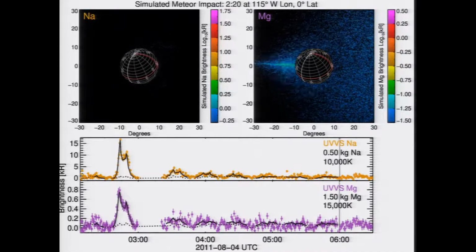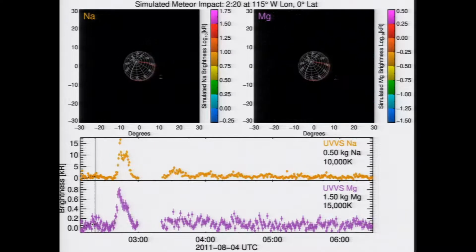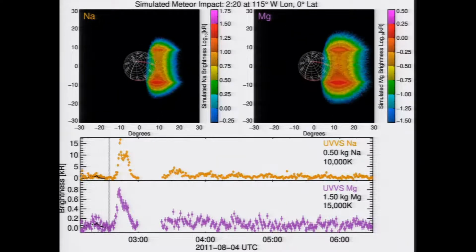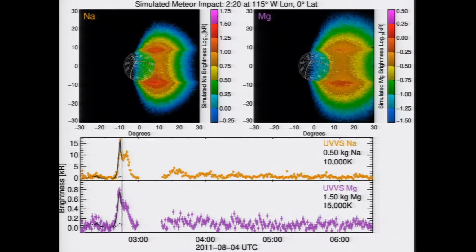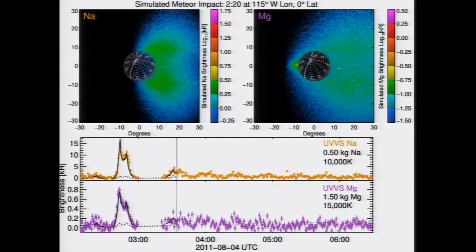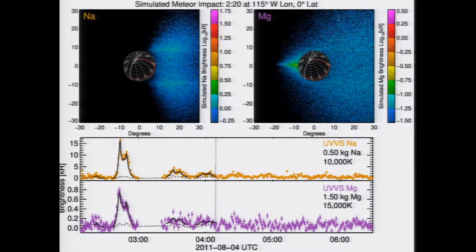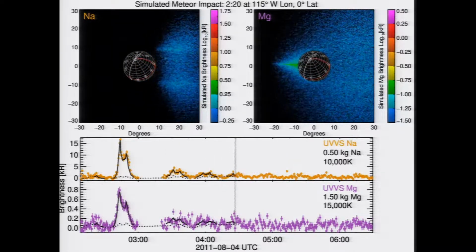And you notice the distribution of how this plume spreads around Mercury is quite different between sodium and magnesium. The sodium gets pushed down tail by radiation pressure pretty quickly, whereas magnesium, you start to see this column of a spike-like feature evolve on the day side.